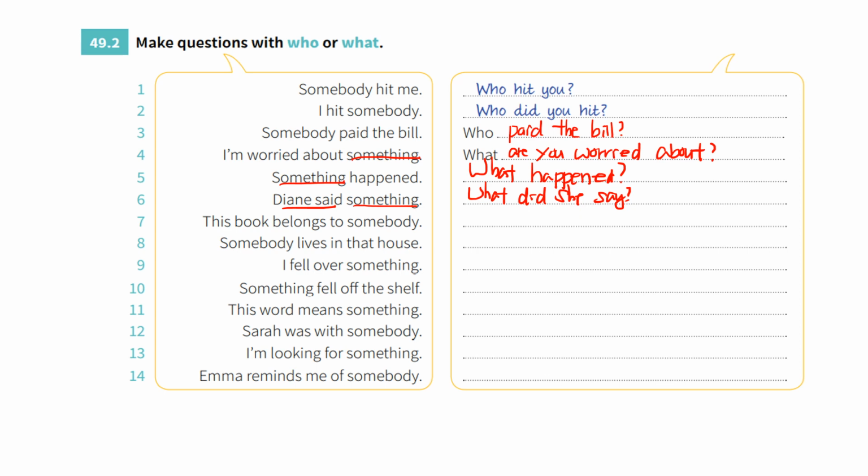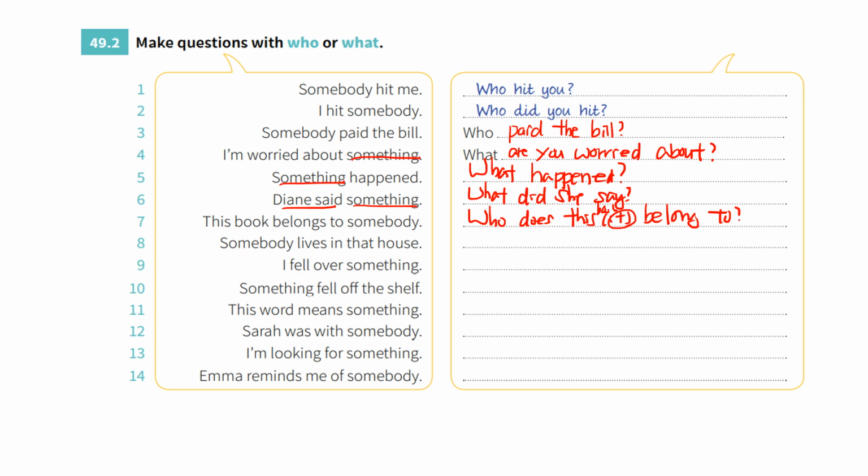This book belongs to somebody. So who does this book belong to? B-E-L-O-N-G, belong to. Who does this book belong to? Who does it belong to?